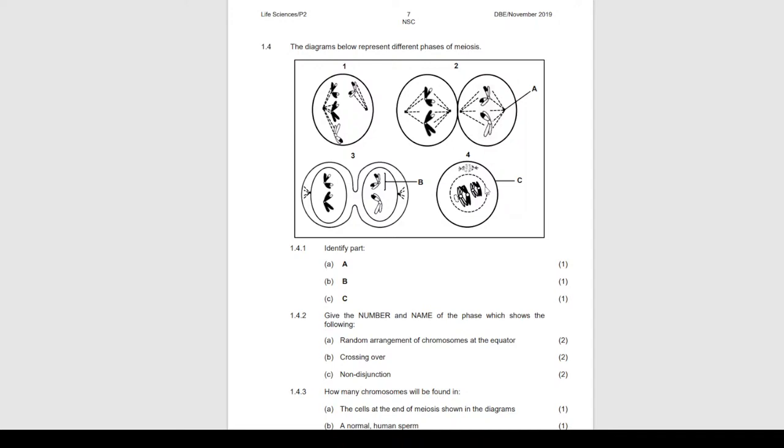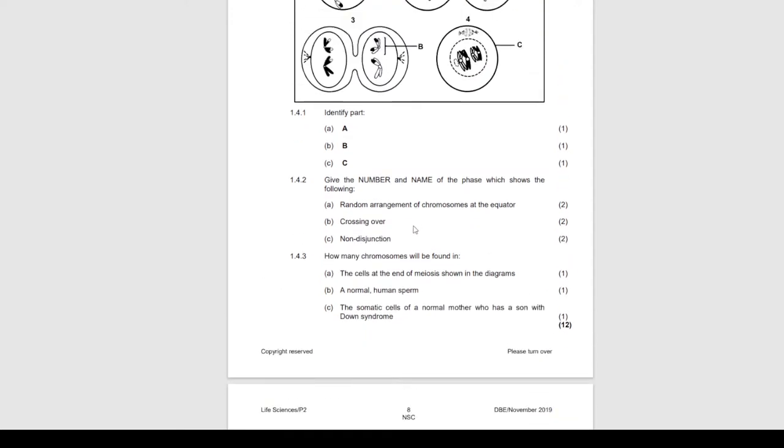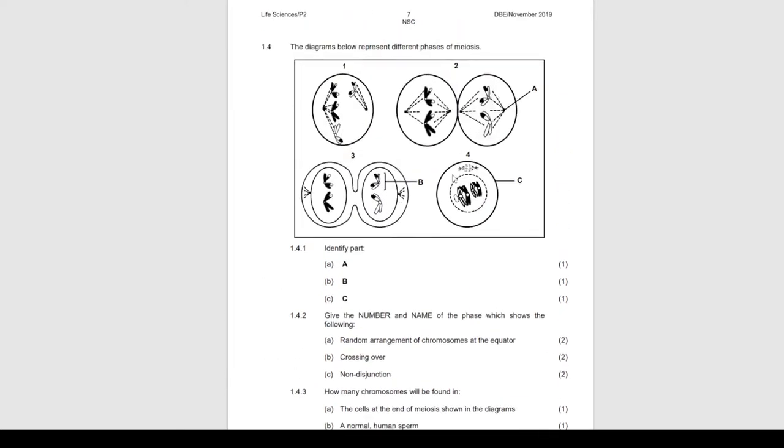Are the phases of mitosis similar to those of meiosis? The phases are the same: prophase, metaphase, anaphase, telophase. But meiosis has prophase 1, metaphase 1, anaphase 1, telophase 1, and then also prophase 2, metaphase 2, anaphase 2, telophase 2. But mitosis doesn't have that. It only has prophase, metaphase, anaphase, telophase. That's all.